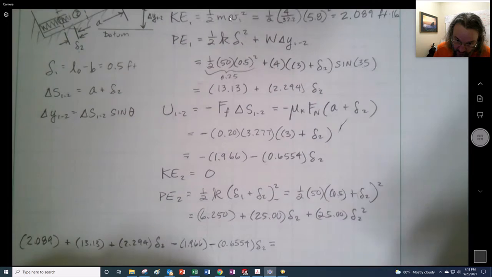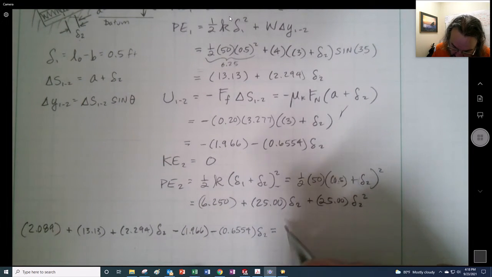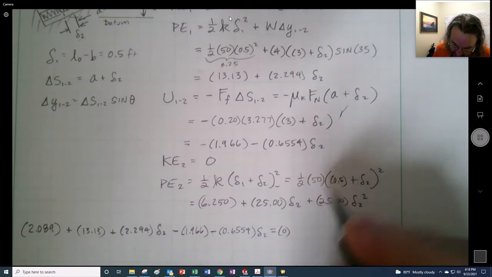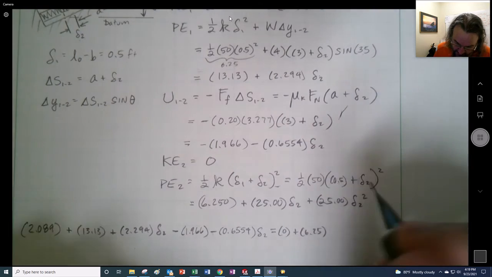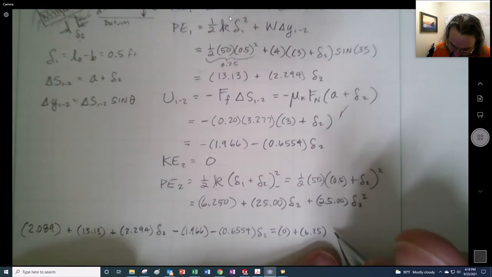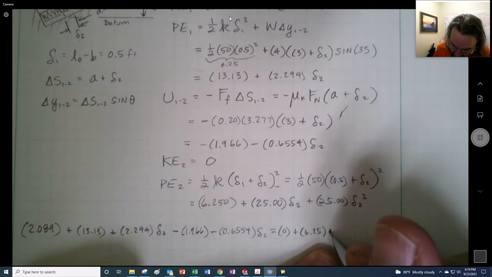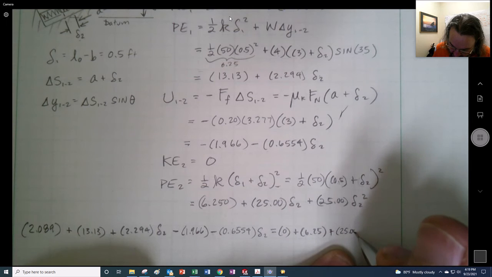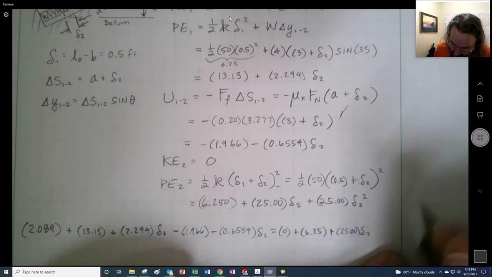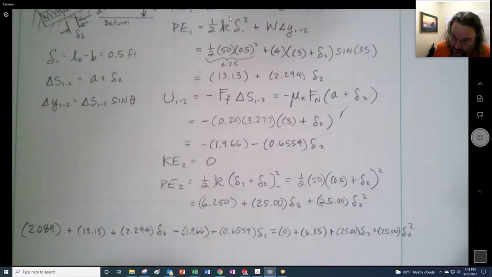It's going to be equal to 0. Woohoo! At least one thing that was easy. 6.25. A little concerned by that, looking at this, but that's okay. Hopefully, this is not going to become an irrational number or imaginary number. 25.00 del 2 plus 25.00 del 2 squared.